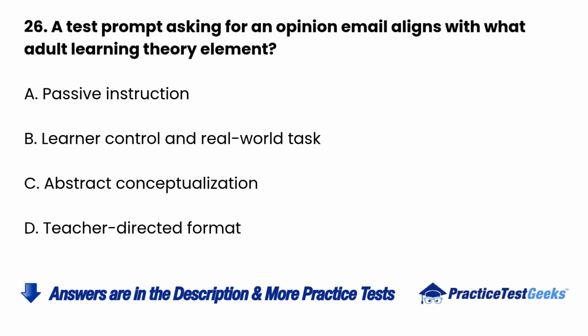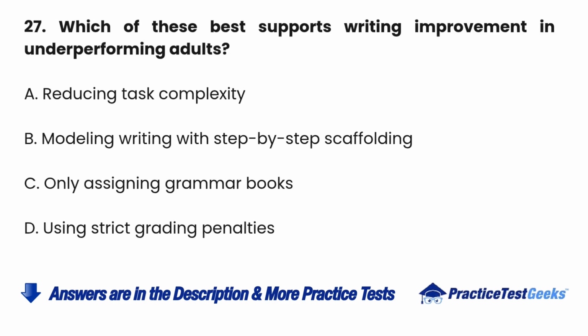A. Passive instruction. B. Learner control and real-world task. C. Abstract conceptualization. D. Teacher-directed format. 27. Which of these best supports writing improvement in underperforming adults?